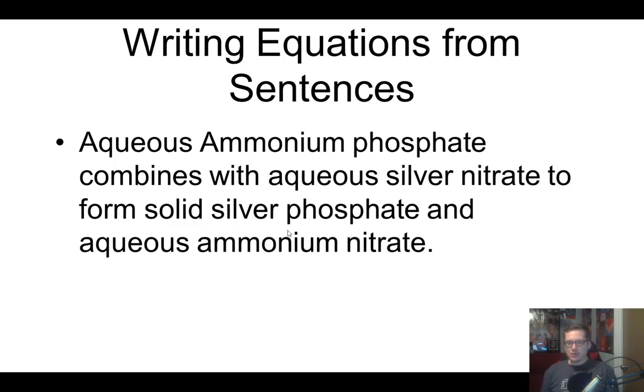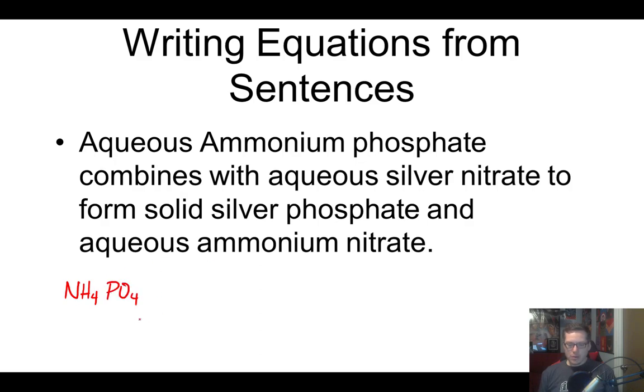Here we go. So it says aqueous ammonium phosphate combines with aqueous silver nitrate to form solid silver phosphate and aqueous ammonium nitrate. Now that seems just like a bunch of gobbledygook, right? So really just start at the beginning and just start writing stuff down. Write what you know. So it says aqueous ammonium phosphate. So ammonium is NH4, and phosphate is PO4.